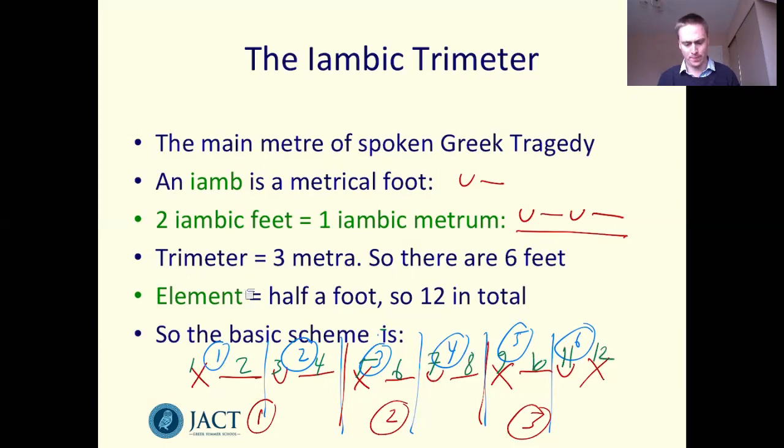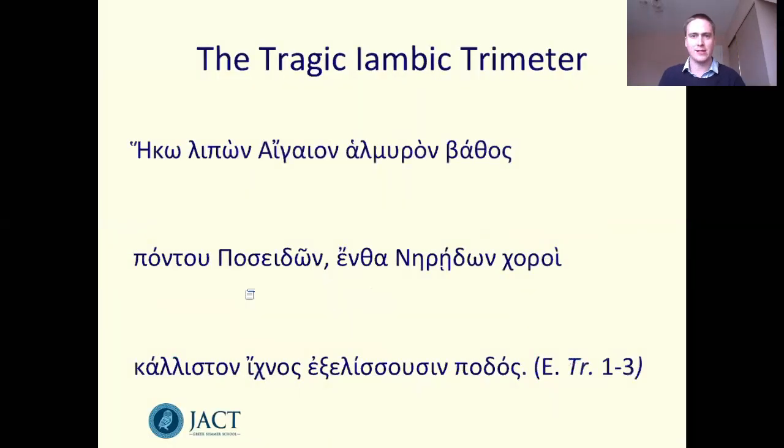So, because of the anceps at the beginning of the first, third and fifth foot, it means that in those feet you can either get an iamb or you can get a spondee. Meanwhile, in the second, fourth and sixth feet you can't get any spondees, but you only get iambs. So, let's scan a few lines together of iambic trimeter.